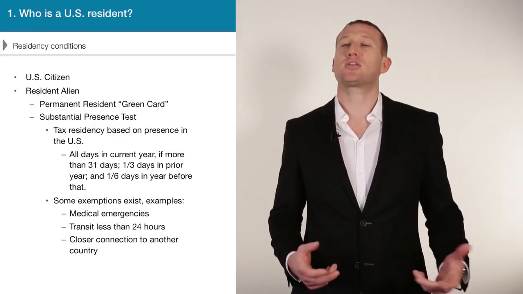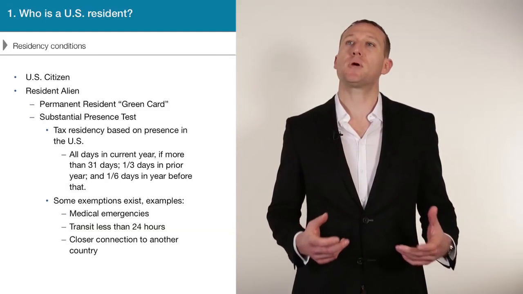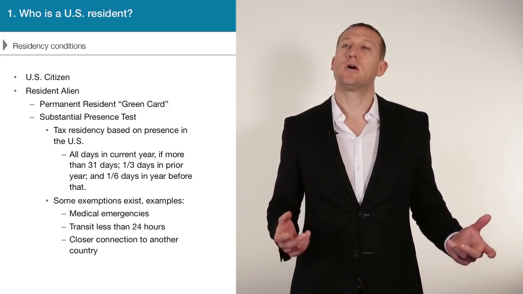This is called the substantial presence test. The substantial presence test basically says if you spent 183 days in the U.S. over the last 3 years, you're considered a U.S. resident. But it's not as simple as just adding up all the days in the last 3 years. The IRS just couldn't make it that easy on us.